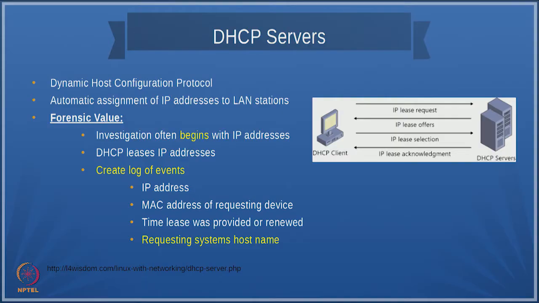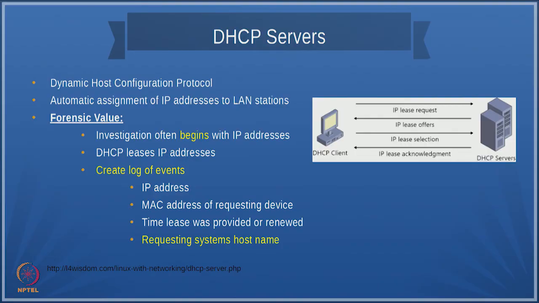Next one is the Dynamic Host Configuration Protocol, or DHCP, servers. The DHCP protocol provides a very quick, automatic way of assigning IP addresses. The forensic value is that DHCP tells you at what time an IP address was leased, at what time the lease was revoked, etc. So, you can identify when DHCP actually leased out IP addresses.